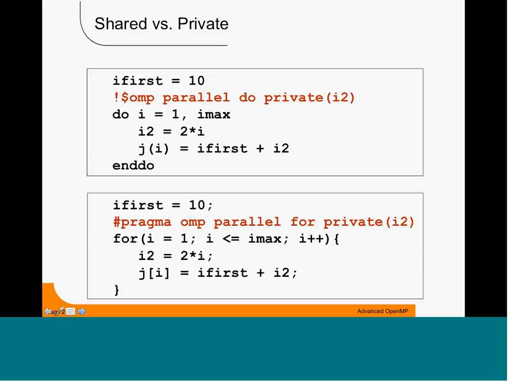So in that, when updating the value of I2, each thread needs to have its own copy of the variable, and that's what private I2 does. In that case it will give you the correct answer. If you don't specify the private I2, then you will have incorrect results for the J array.